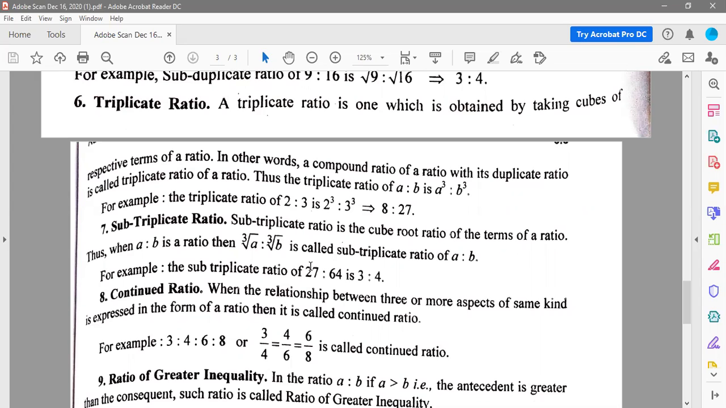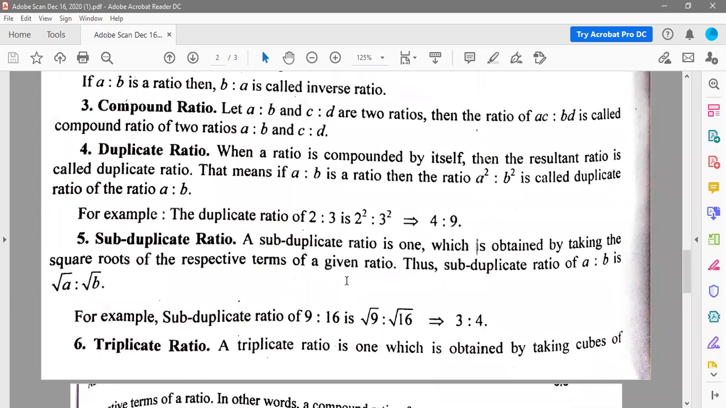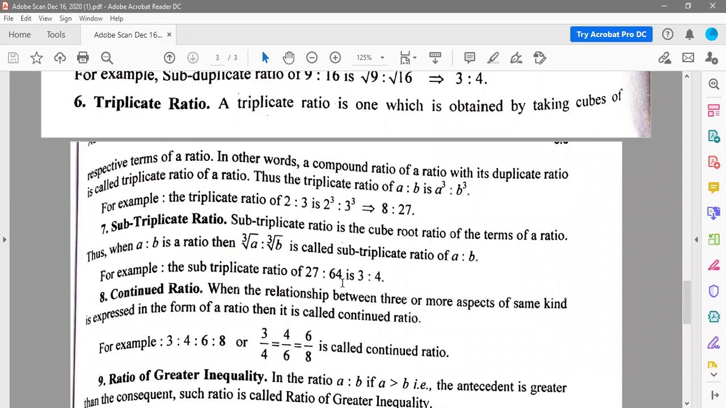So if the ratio that is given to us is 27 is to 64, now cube root of 27 is 3. 3 3s are 9, 9 3s are 27. Now cube root of 64 is 4. 4 4s are 16, 16 4s are 64. Okay, so these four ratios are like a set. Duplicate is the square, subduplicate is the square root, triplicate is the cube, and subtriplicate is the cube root. Any doubts until here? Did you all understand these four ratios?